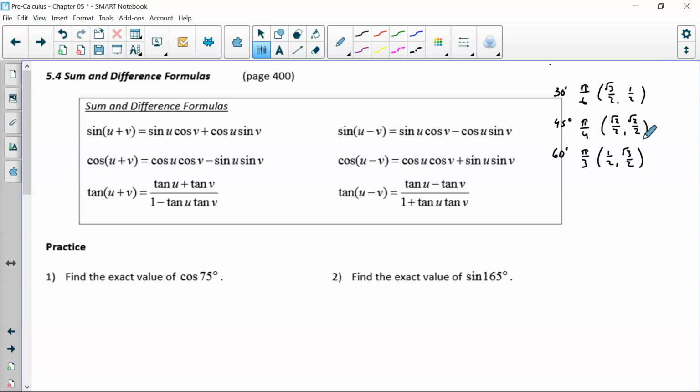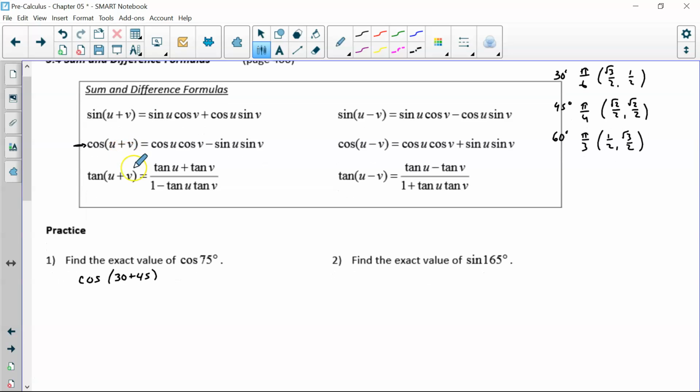Now, we want to get 75 using these values, either a 30, 45, 60. And don't forget we have our quadrant angles, our 90s, our 180s. So our goal is to get 75 using these. So what we can do to get 75 is just add 30 and 45. So we're looking at the cosine of 30 plus 45. Now, that would match us up to this equation, the cosine of u plus v. Now, 30 is our u, 45 is our v.